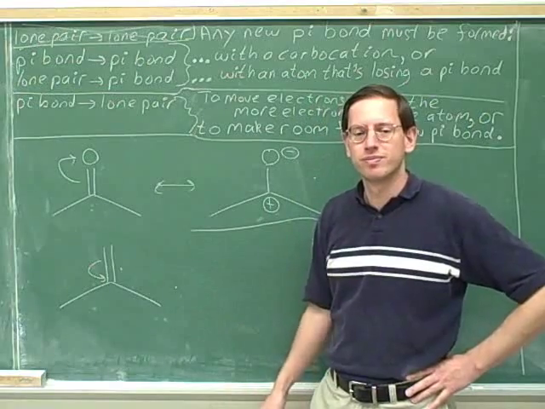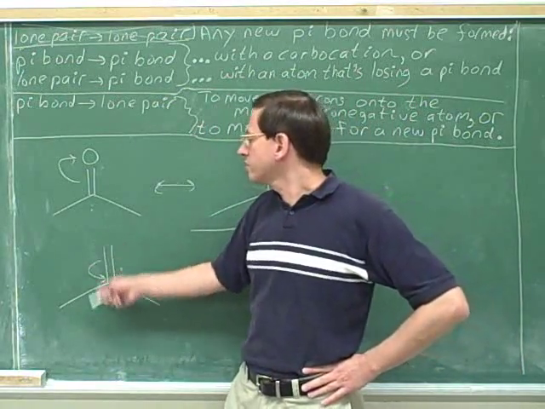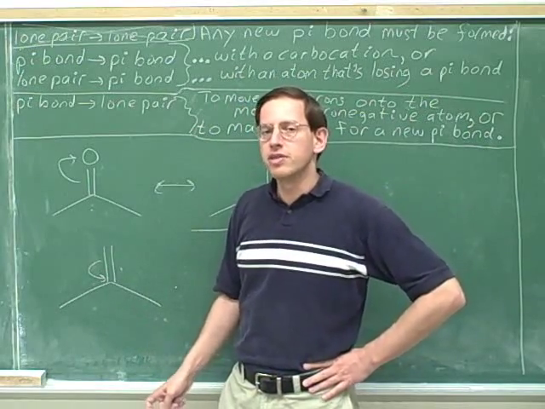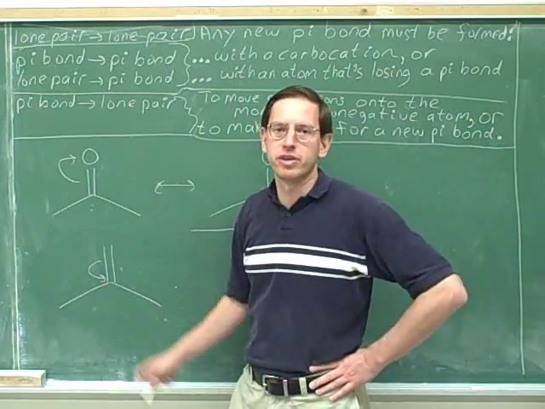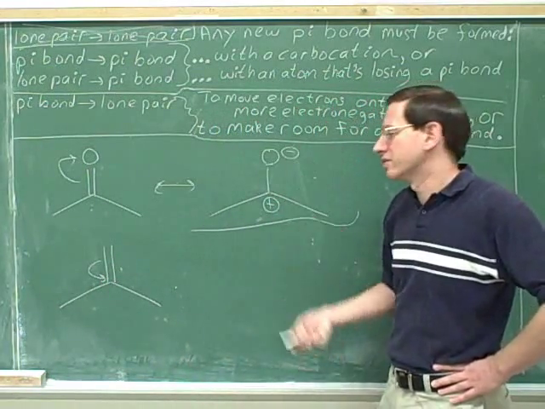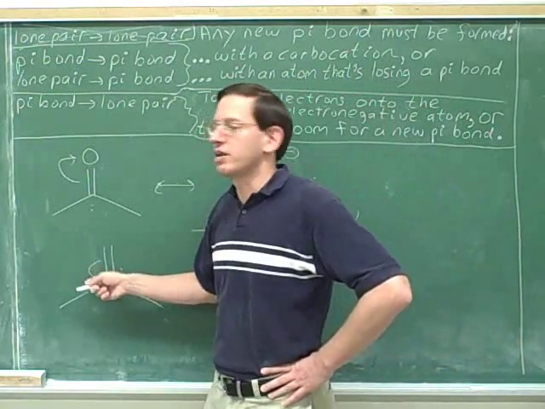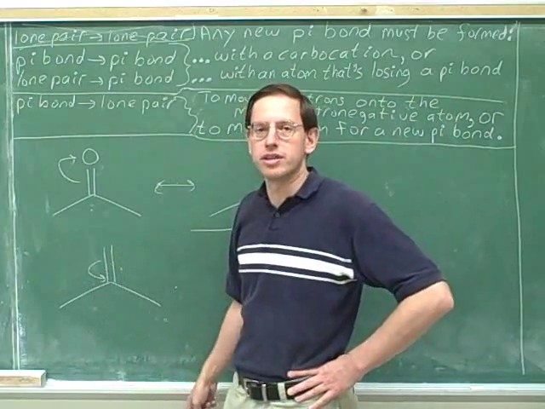How about this? Well, this is totally useless for the same reason. Because these two carbons have the same electronegativity, there's no point in moving the pi bond into a lone pair on either of those two carbons. And again, clearly, we're not making room for a new pi bond either. So this again would be completely insignificant, not worth drawing in the first place. It would be a mistake to draw this arrow.